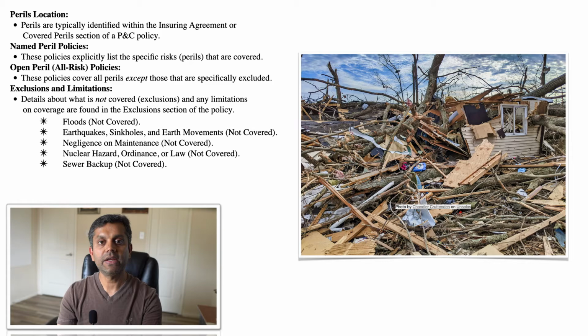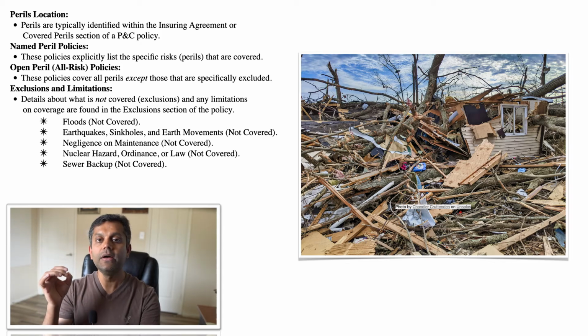When it comes to property and casualty insurance, such as home and auto insurance policies, perils are typically listed under the insuring agreement or under a section called the covered perils section of the policy. Named peril policies specify only covered risks, while open peril policies, which are otherwise called all risk policies, cover all perils except those excluded. Exclusions and limitations are usually found in the exclusions section of the policy.